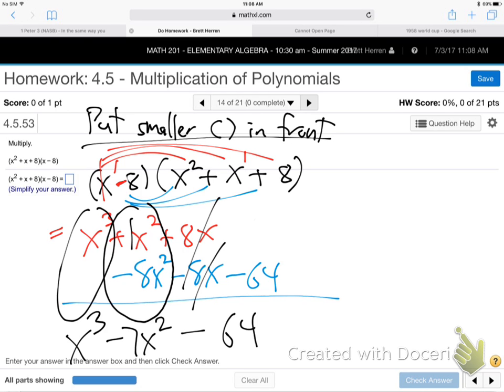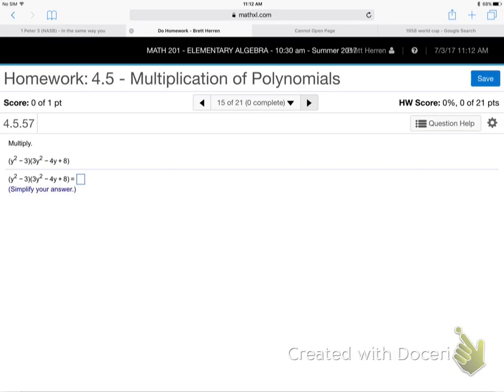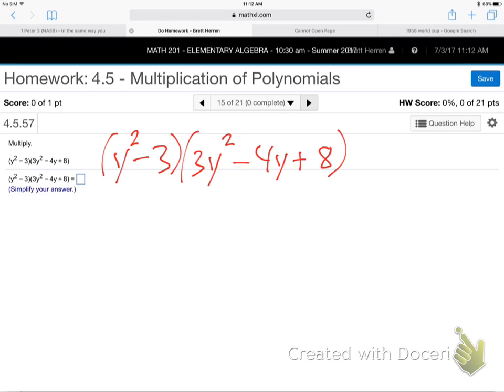Is that good? Anything I can answer? Okay. So y squared minus 3, 3y squared minus 4y plus 8. So watch your signs carefully.